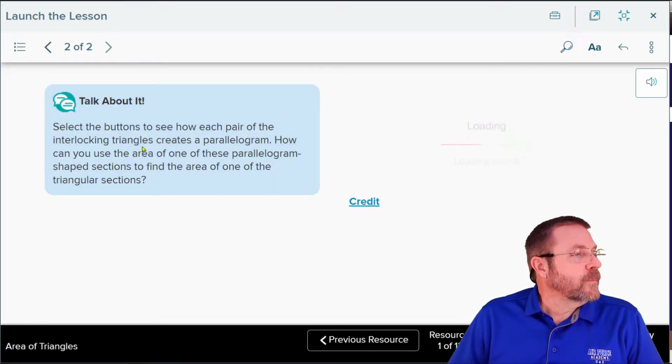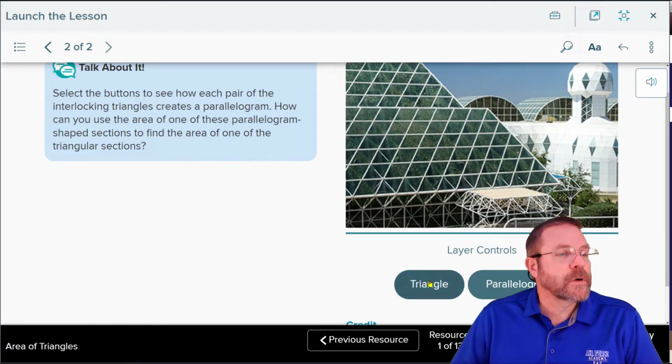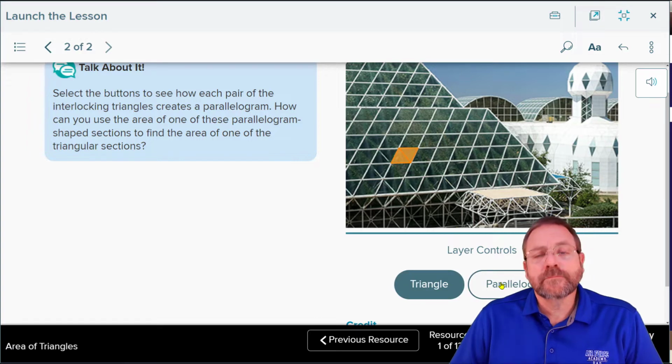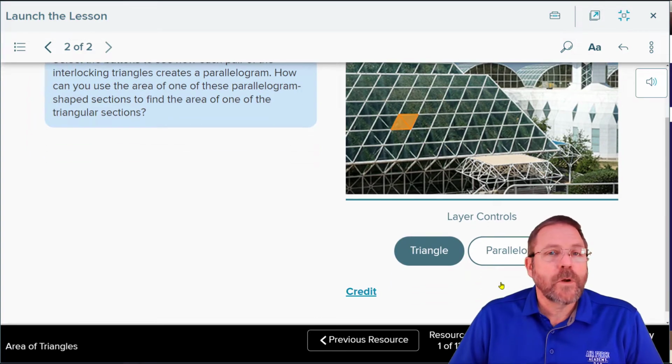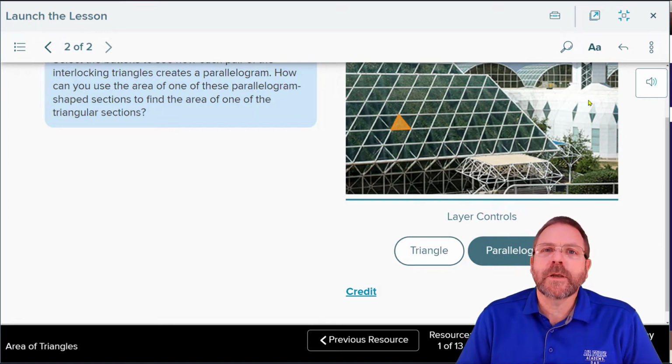Now we're going to select some buttons to see how each pair of the interlocking triangles create a parallelogram and how you can use the area of a parallelogram shaped figures to find the area of one section. So first off, you see the triangle that's right there, and then if we were to put two triangles together, you get a parallelogram. And we all know the area of the parallelogram is going to be base times height. So if we're only using half of that area, that leads to a pretty interesting question about what we need to do with our formula.